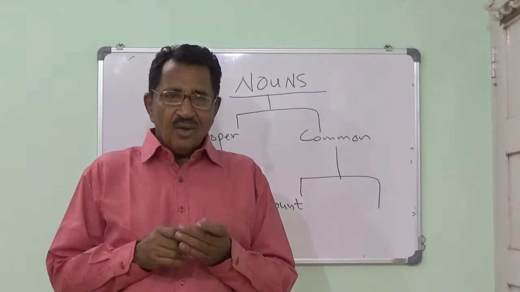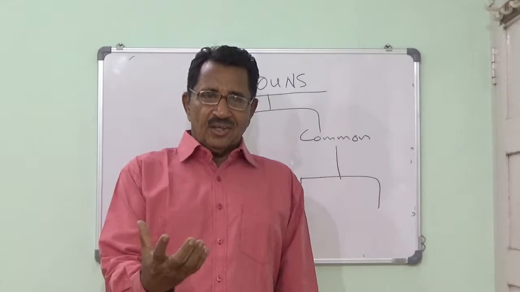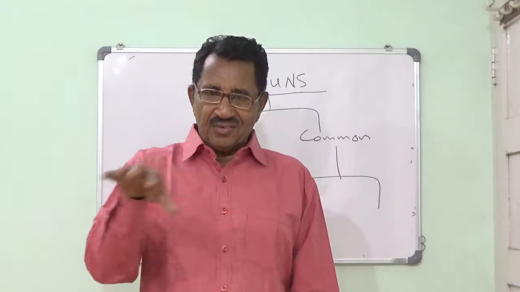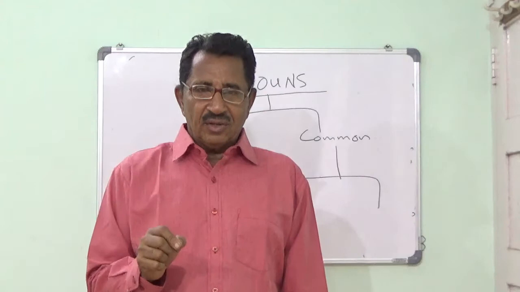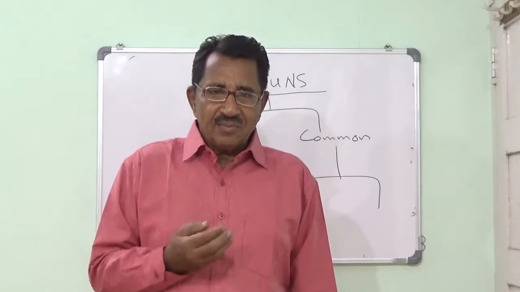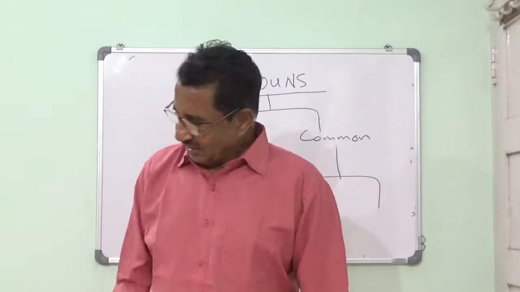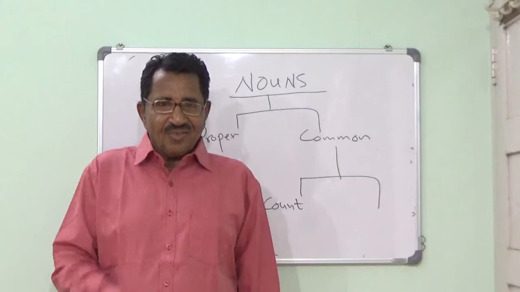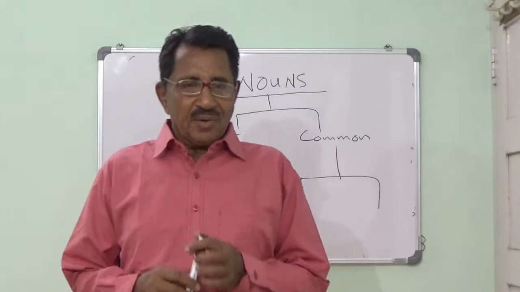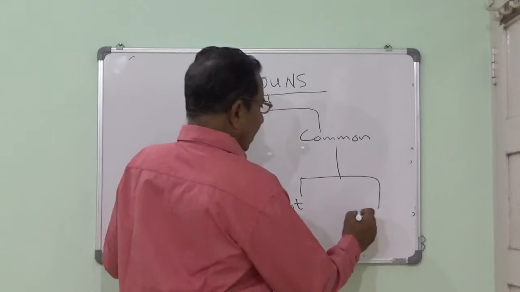Salt. Today when you go home, you should get into the kitchen and find out this salt. Can you count it? One salt, two salt, three salt. You cannot do that. Sugar. You can eat it, but you cannot count it. One sugar, two sugar, three sugar. Just as I was counting this one ball, two balls, three balls, four balls. It's not possible. So some common nouns you can count, and some you cannot count.